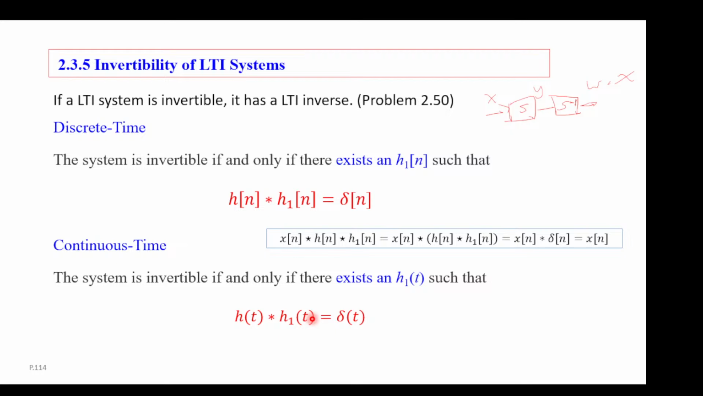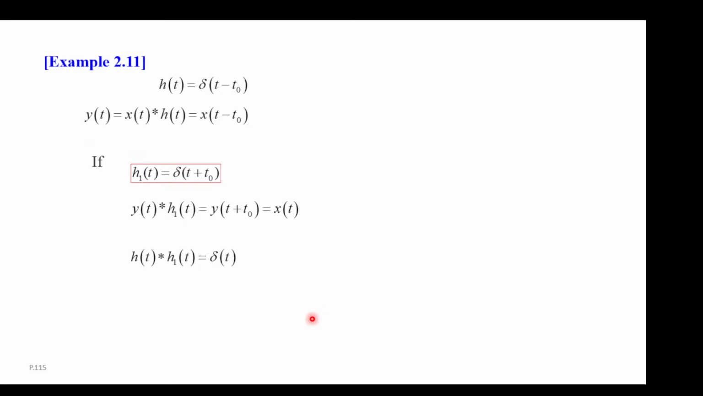Okay. Then let's see a bit more examples. So we have h of t equal to delta of t minus t0. When you convolve it with x of t, you find out that this function actually does a time shift on your x of t. This becomes x of t minus t0. Okay, so this is time shift.